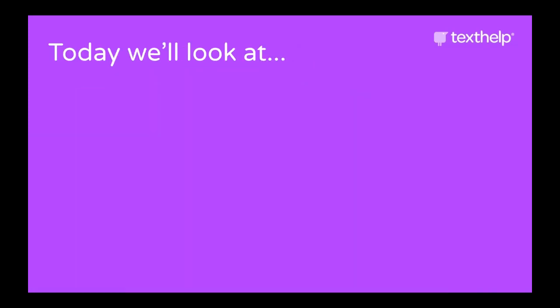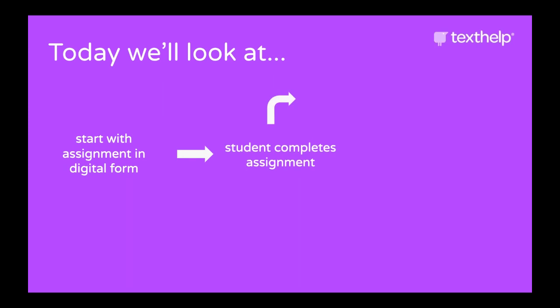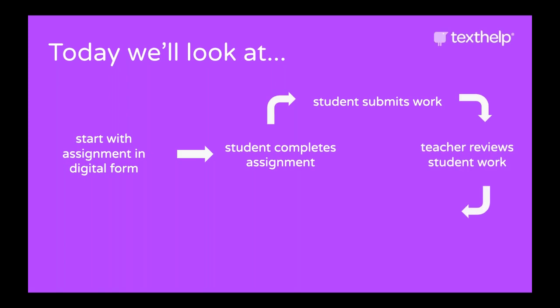And we'll walk through this whole process of using Read and Write to get an assignment in digital format, to have the student complete that assignment and then submit it to the teacher. And then the teacher can review their work, again, all digitally, and then provide a grade, provide feedback, or return it to the student for revisions, and then keep that workflow going with real-time feedback and things that might otherwise be challenging in remote learning situations. So with that being said, let's start looking at each piece of this cycle and how Read and Write can be used to accomplish it.